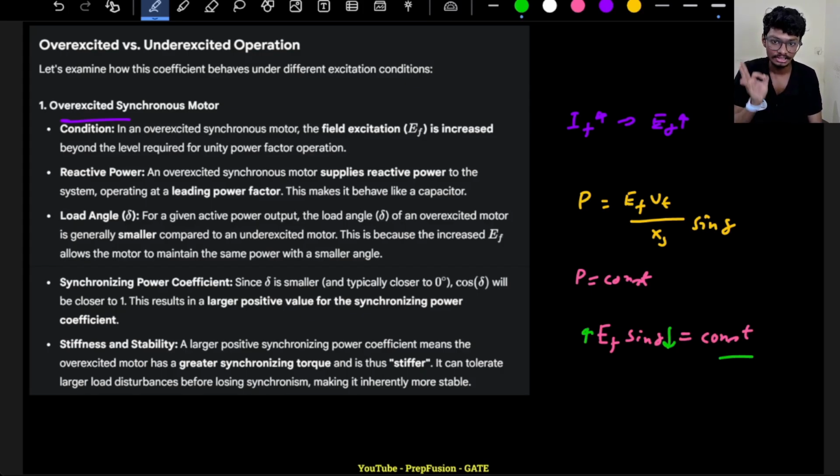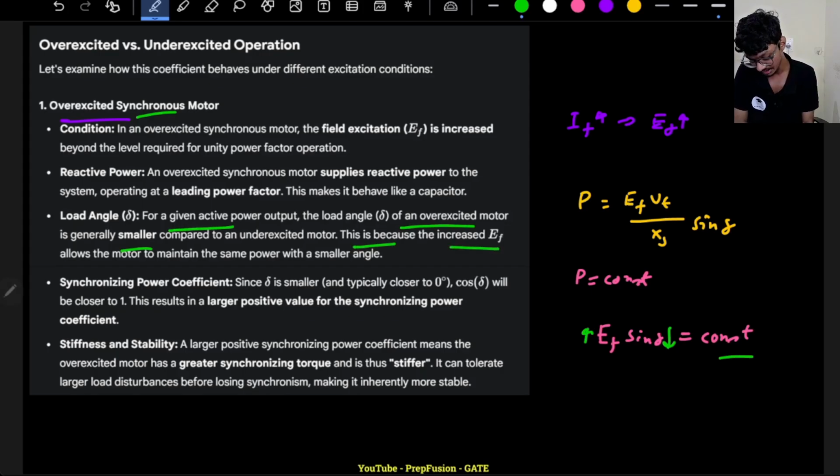That basically means that my system will be more stable. So for an overexcited synchronous machine, the system will be more stable. Yeah, same thing is written over here: for a given active power, the load angle of an overexcited machine is smaller compared to an underexcited one. We will see for underexcited it will just be the opposite.